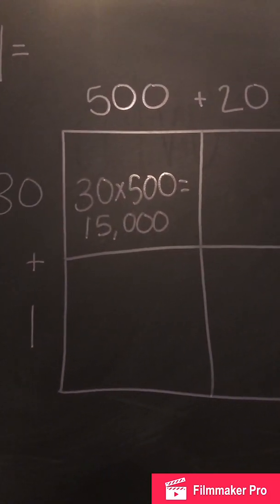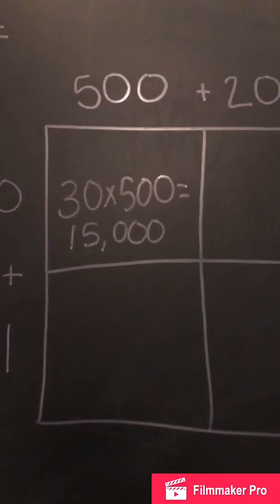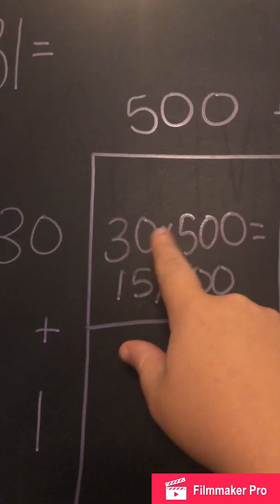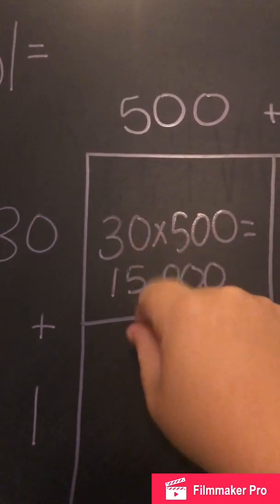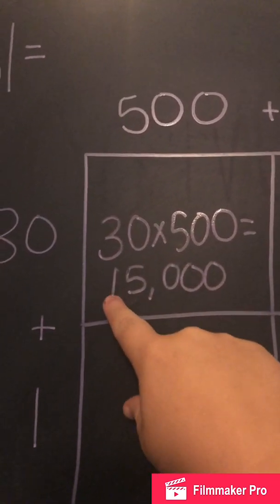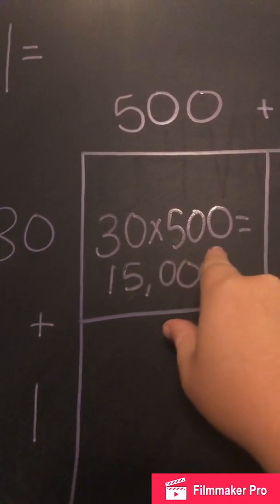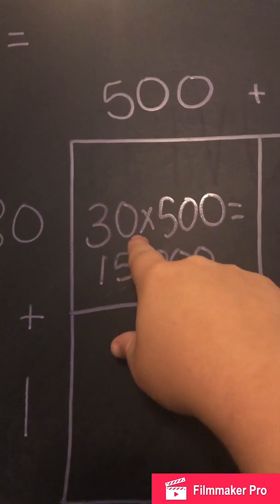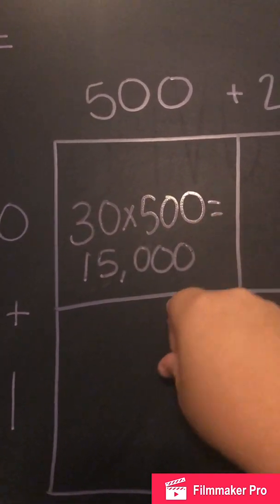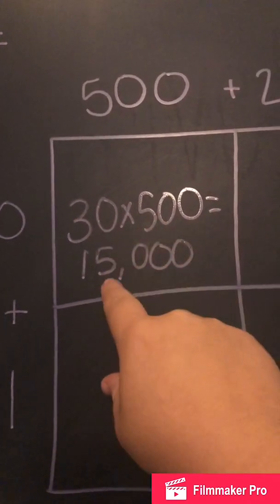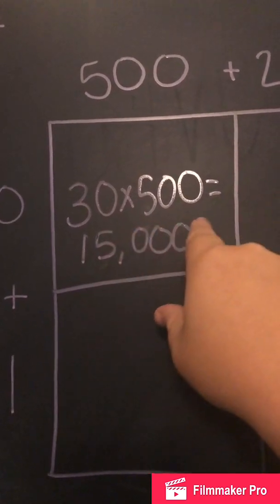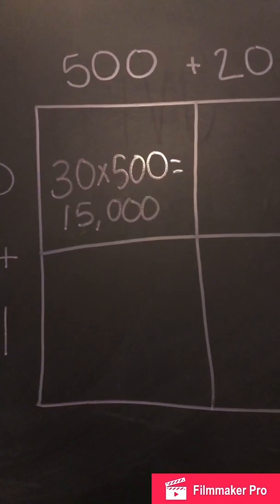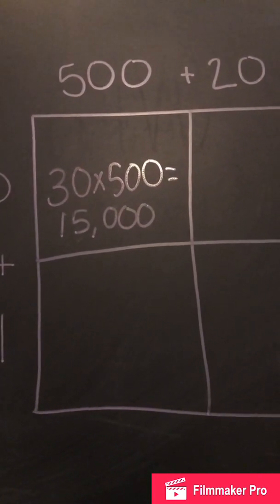I found this by using my zeros trick. I did 3 times 5, and I didn't worry about the extra zeros, and 3 times 5 gives me 15. Then I added my zeros. I had 3 to add: 1 with 30 and 2 with 500. So 3 times 5 gave me 15, then I added the 3 zeros left on the end. 30 times 500 equals 15,000.